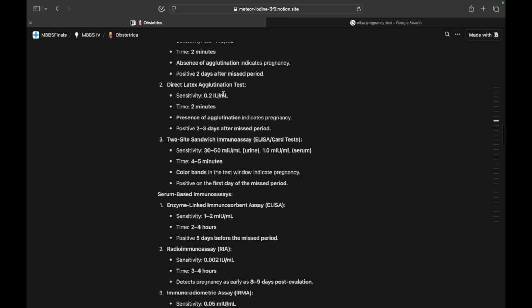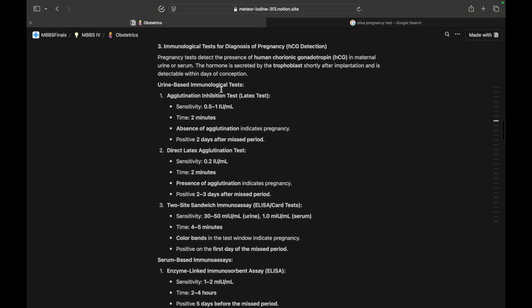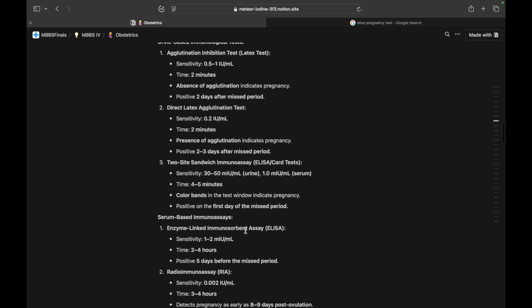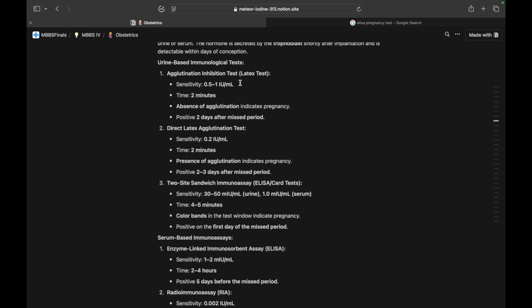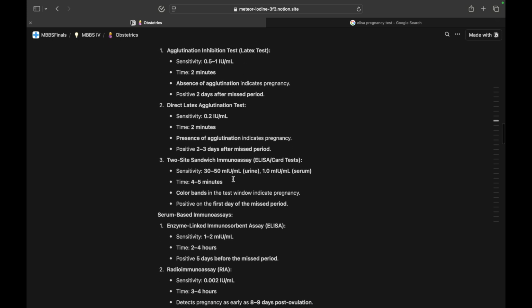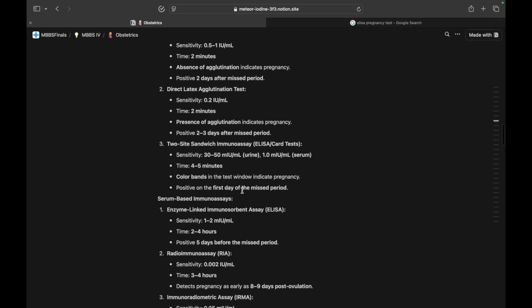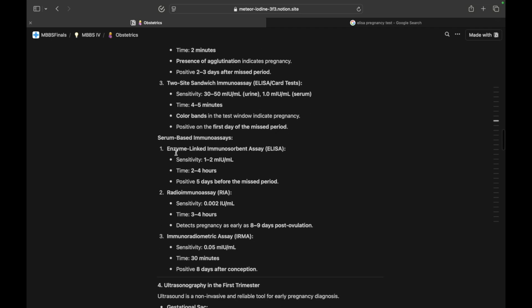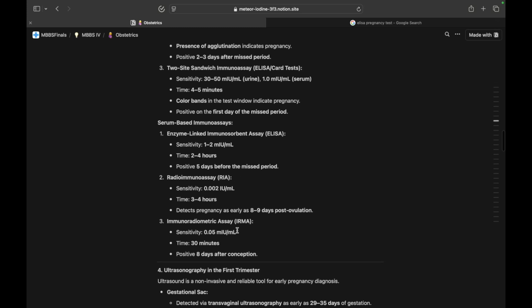So we are done with these immunological tests. First one urine based test, second one serum based test. So urine based we have agglutination inhibition test, direct latex agglutination test, and two site sandwich immunoassay. Then we have serum based, which are ELISA, radioimmunoassay and immunoradiometric assay.